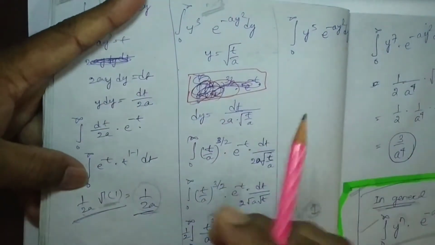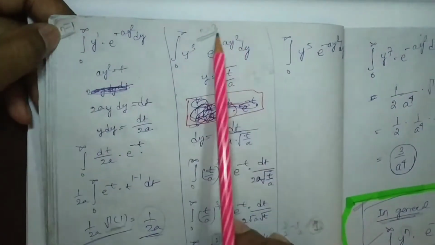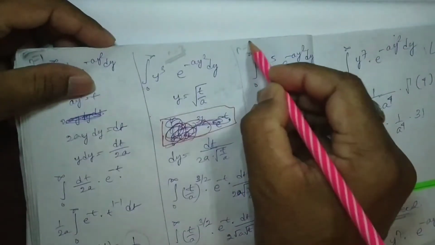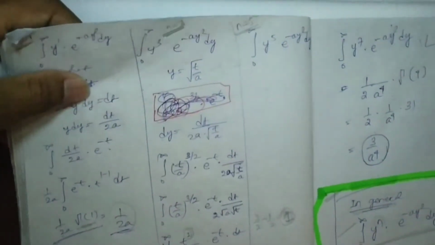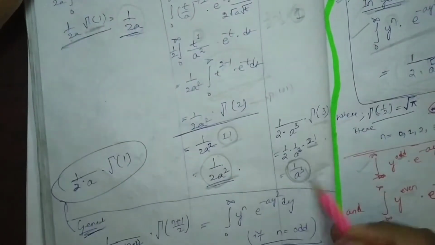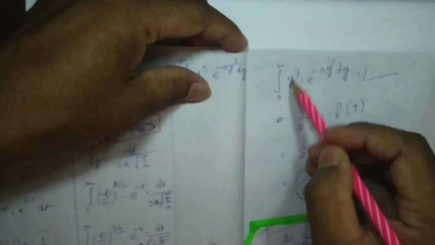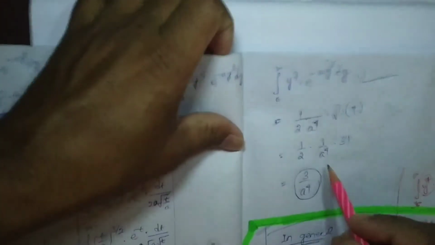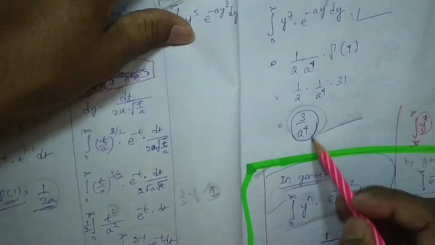You have to write at least this for n equal 1, n equal 3, n equal 5. Here I have not written it, I suggest you write down n equal 5. I have written it here directly. Then similarly, y to the power 7 will be equal to, we can get this much, 3 by a to the power 4.